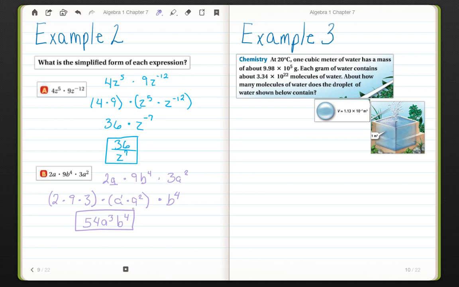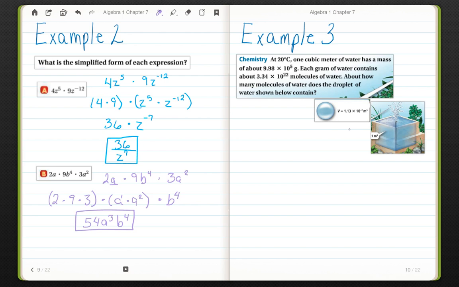At 20 degrees Celsius, 1 cubic meter of water has a mass of about 9.98 times 10 to the 5th grams. Each gram of water contains about 3.34 times 10 to the 22nd molecules of water. About how many molecules of water does the droplet of water shown below contain? So the volume of this droplet is 1.13 times 10 to the negative 2nd meters squared.